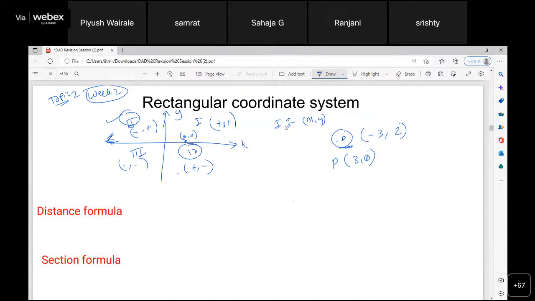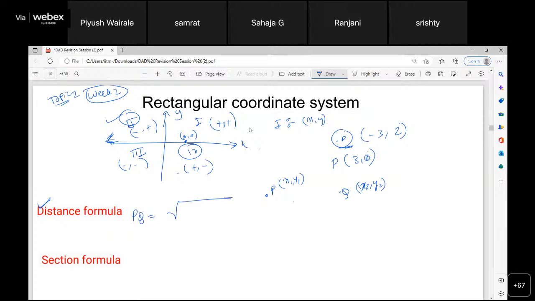Now this is simple about the rectangular coordinate system. I hope you understand this, right? So now first, what is the distance formula? Suppose in the coordinate system I have 2 points, say P and Q, having the coordinates x1 comma y1, and Q is x2 comma y2. Then what will be the distance between PQ? Yes, anyone?